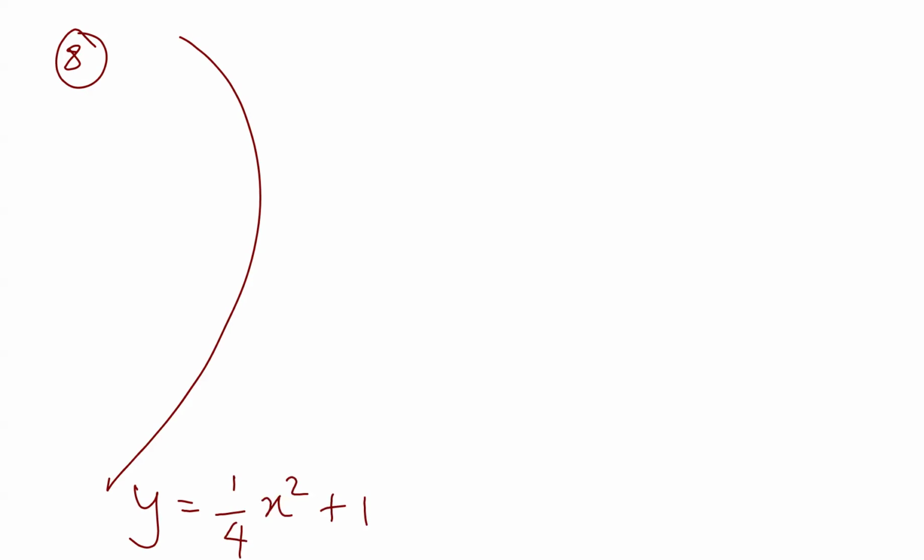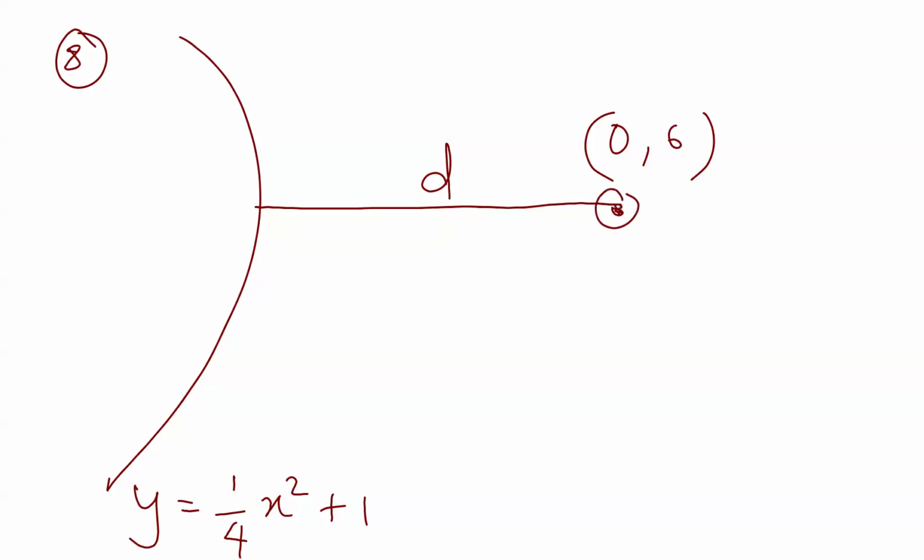Okay. The point is 0 comma 6, and this distance should be nearest to the curve. Okay. So the point on the curve will be, anyone? Can you tell me what should we take the point on the curve as? This is related to the previous problem itself. X comma y, correct. X comma y.